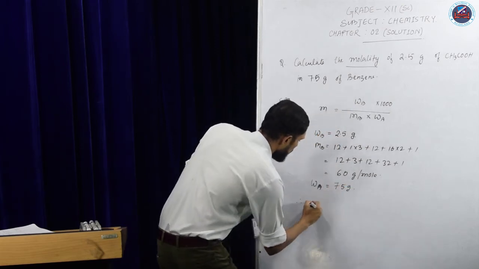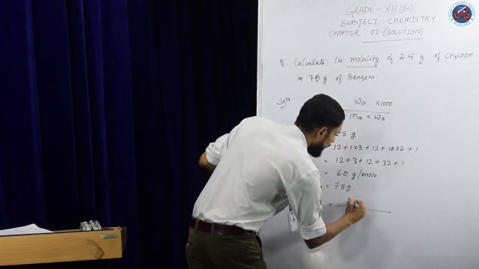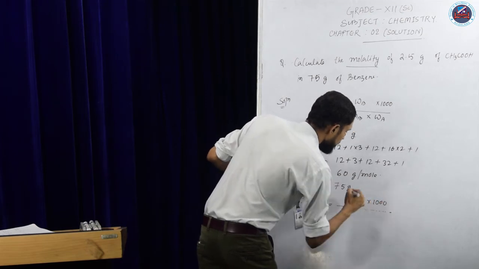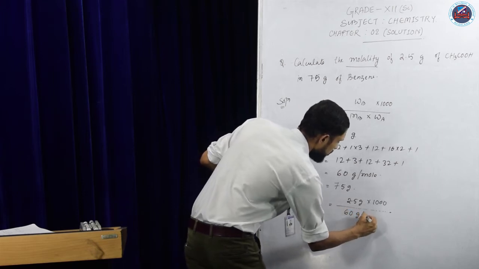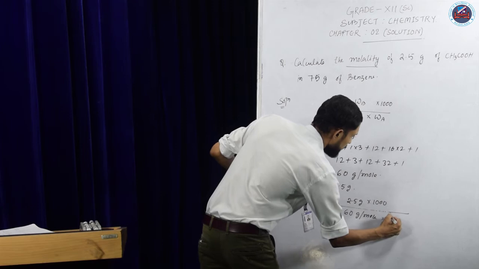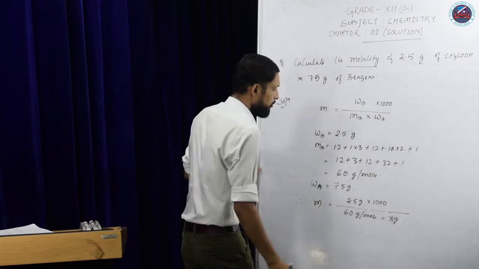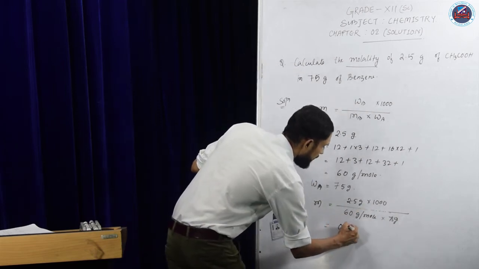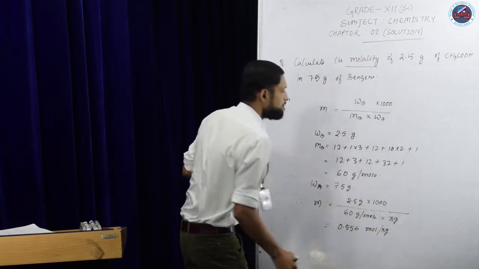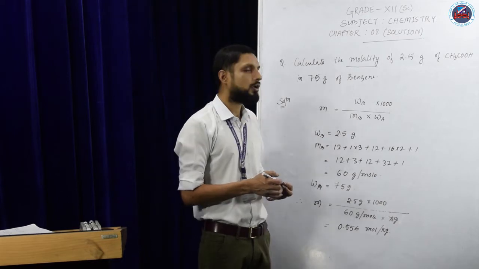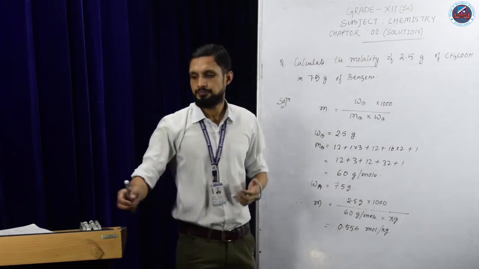So therefore, molality m is equal to mass of solute 2.5 gram multiplied by 1000, divided by molar mass of solute 60 gram per mole, and mass of solvent 75 gram. So if you simplify this, you'll get 0.556 mole per kg. You can take some more numerical problems from the textbook or from question bank and practice yourself.